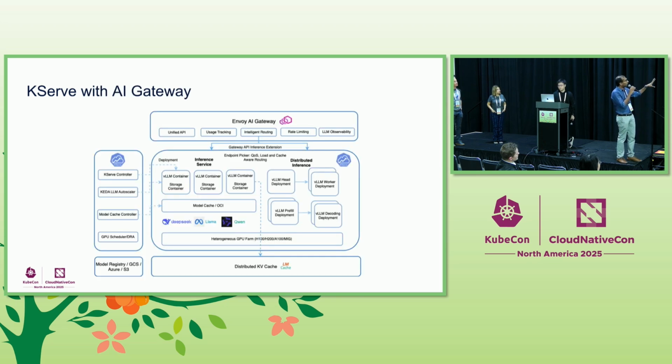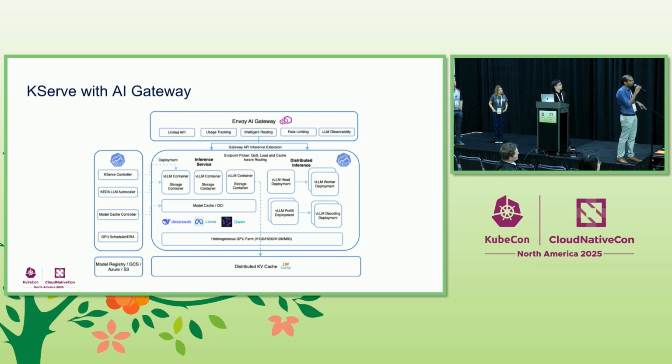So this is summarizing KServe. This is how it looks from a very high level. On the top, you can have any of your Gateway API compliant solutions. Here it's Envoy Gateway, where we have a unified API sitting there, which tracks usage, smarter routing, rate limiting, and all other policies from there.